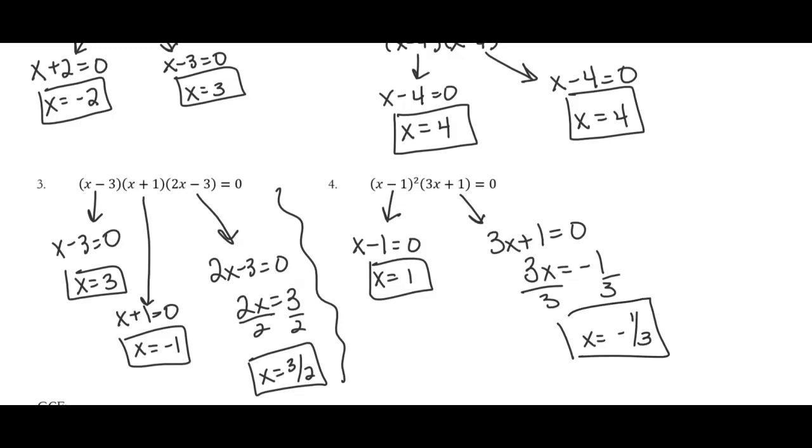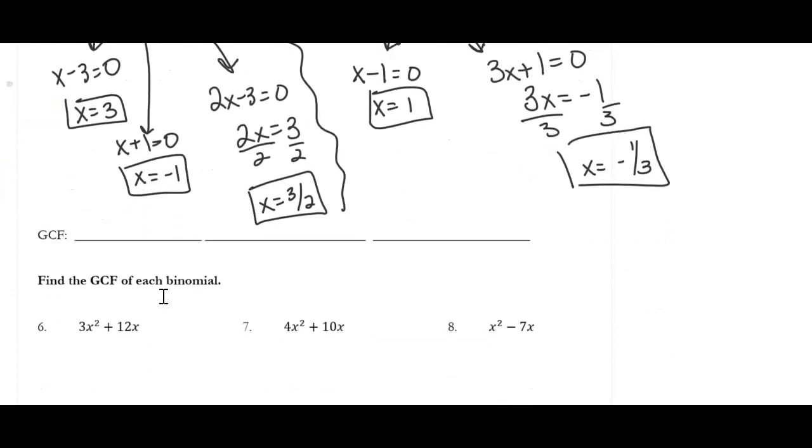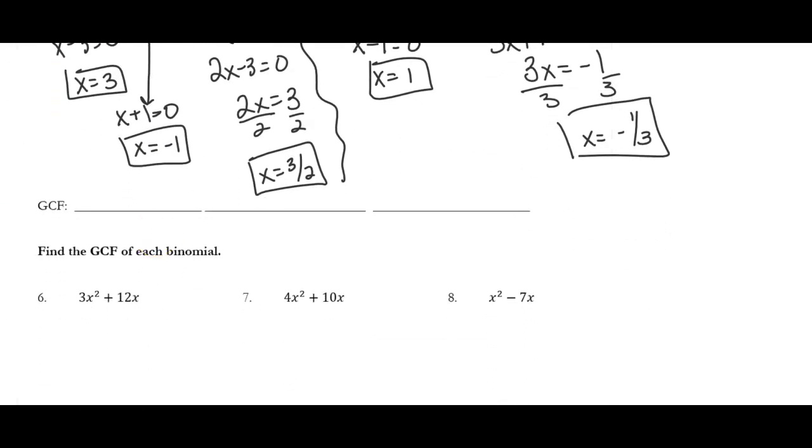Okay? All right, so let's look at the next part. For the next part, we're actually going to start doing some factoring. And so it's asking us, first of all, to find the GCF. Well, the GCF is the greatest common factor. So what we're looking for is the biggest thing that goes into both.